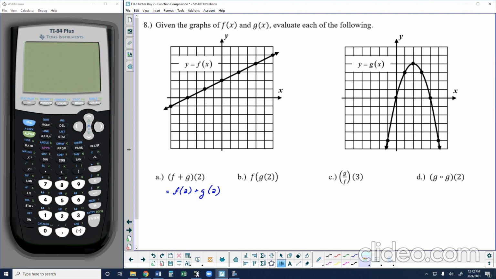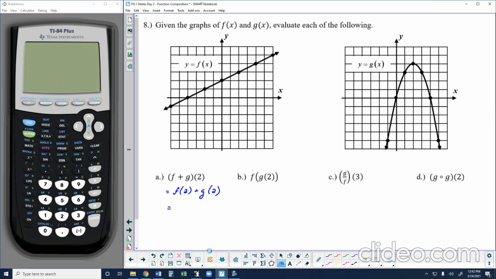And what this will allow me to do is to find output values or evaluate without knowing the exact function rule, or the rule for the exact function that gave us the graph. So we know that f of x is this linear function and g of x is this quadratic function. We could find their equations, but we don't necessarily need to. If I take my definition for arithmetic of functions, I can do f of 2 plus g of 2 to evaluate this expression.